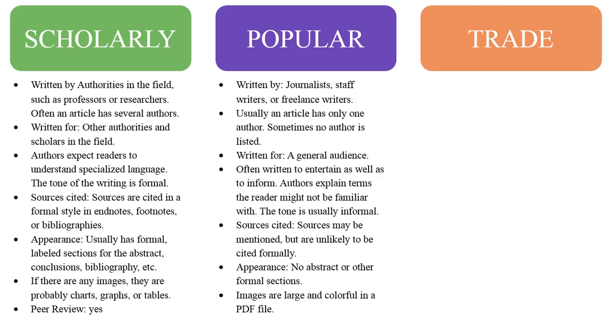In a scholarly article, it's rare to get a picture or an image. If you do, again, there'll be charts or tables. There's data. Popular articles often use a good deal of imagery to help illustrate a point. And there's no peer review. So in other words, you could write an article and no one has to review it for a popular magazine or publication, and it would get published.